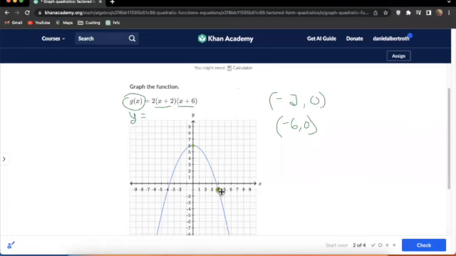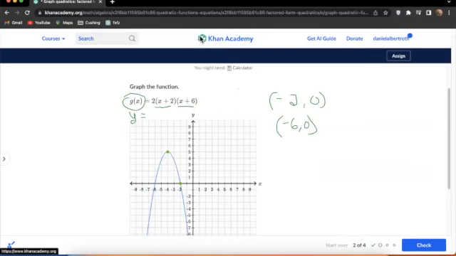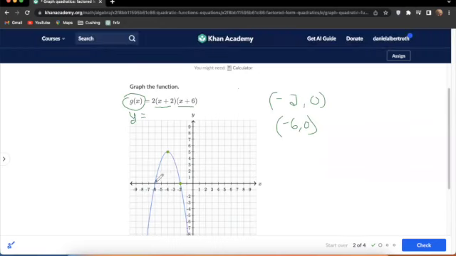So if I'm trying to place those points, -6 and -2, let's draw this. The distance is 1, 2, 3, 4. So the vertex is here at -4. So I know that the x value of the vertex is -4. And now if I plug that in, I can figure out what the y value is. So I'm going to plug in -4 for x.